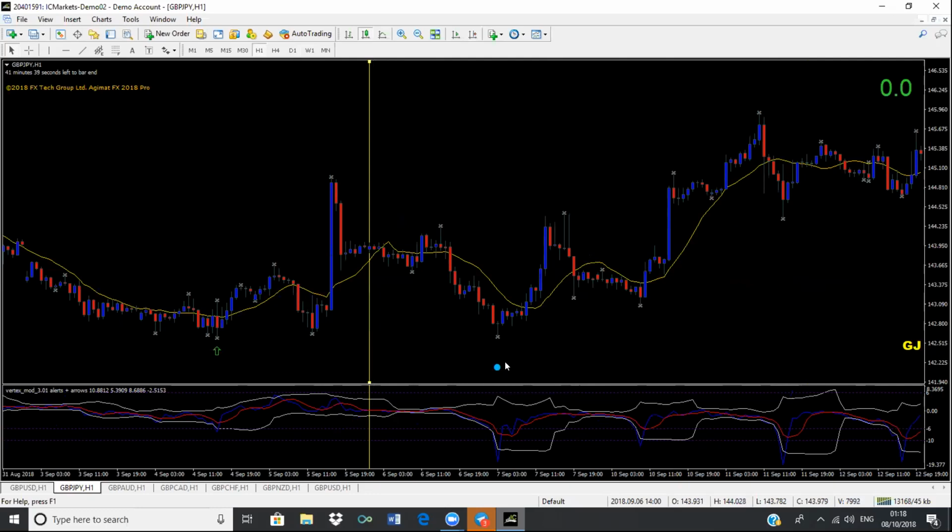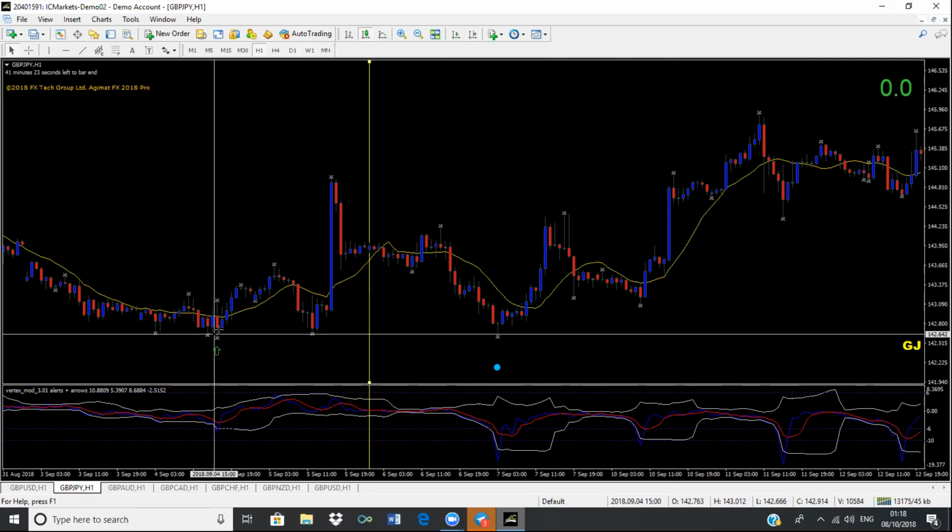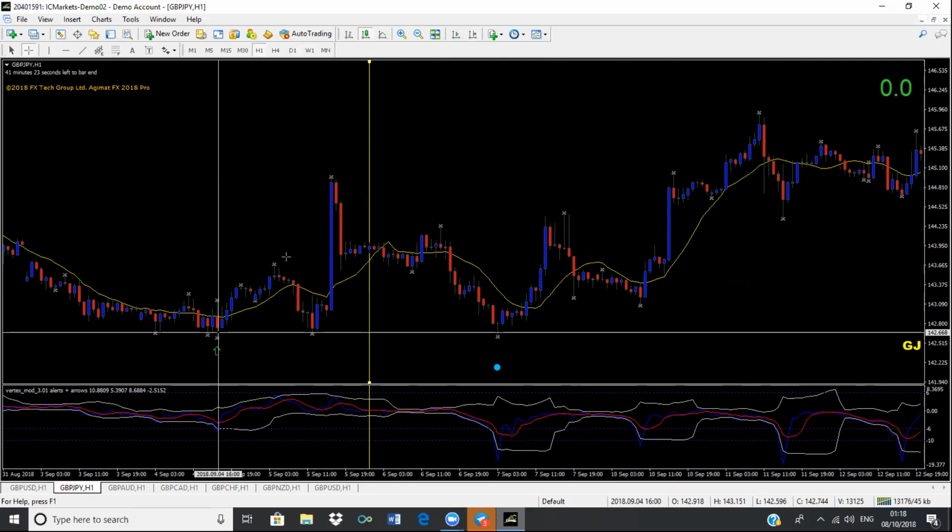But here, because the vertex is so powerful, it will give you the exact moment. Even if you didn't have the confirmation, the white arrow, you can trade the arrow because it goes up so many pips within that day. So the day started here, 24 hours later, 200 pips.